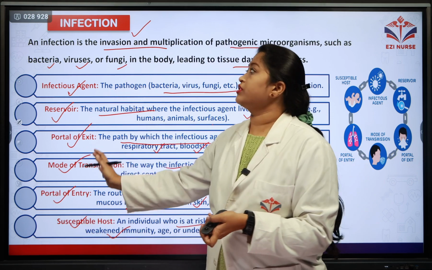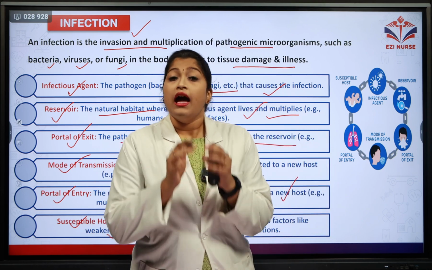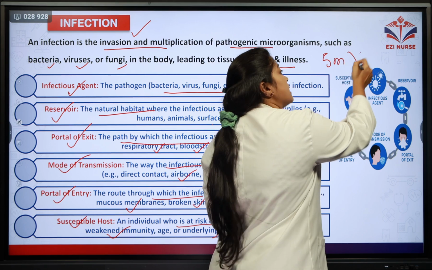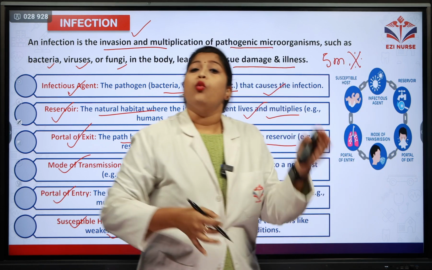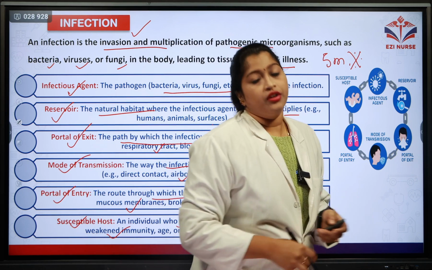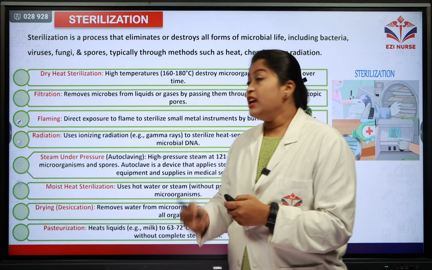So this is the chain of infection, and this question may be asked as a 5 marker, and sometimes it can be clubbed with other questions for a 10 marker. Next, let's move on to our second question.